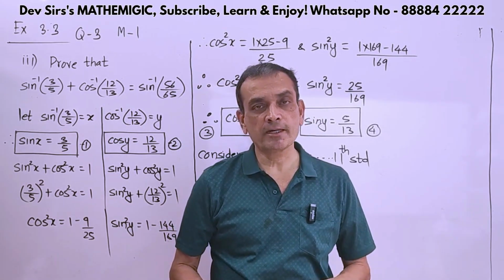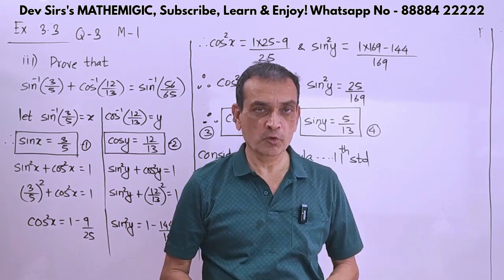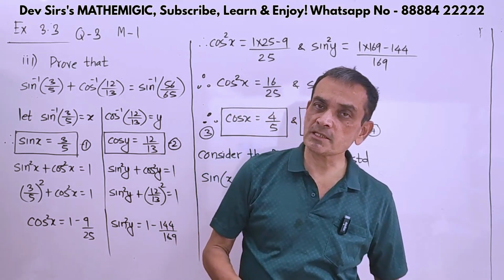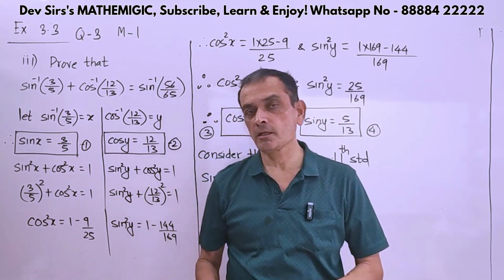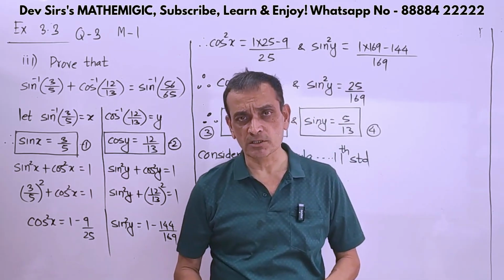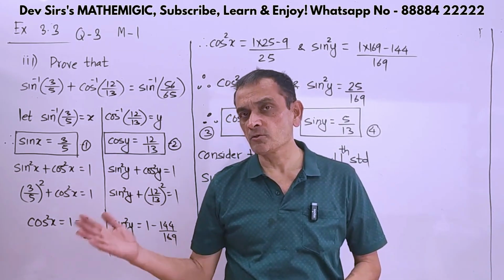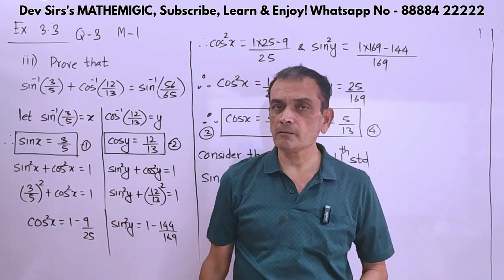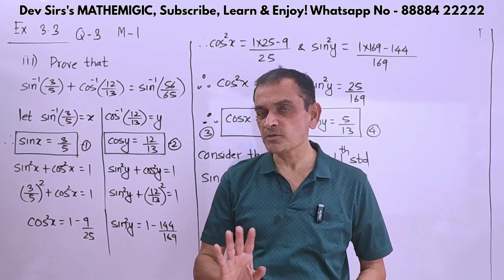Some students have wanted some proofs to be solved from exercise 3.3, chapter 3, trigonometric functions. One was done the other day. Let us see 2 or 3 types which can be asked.